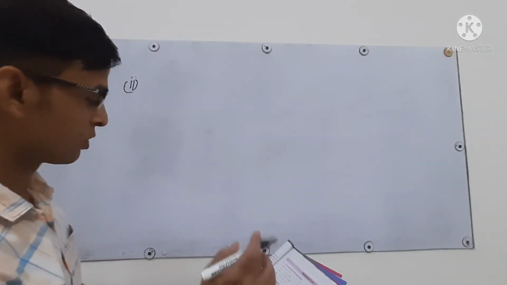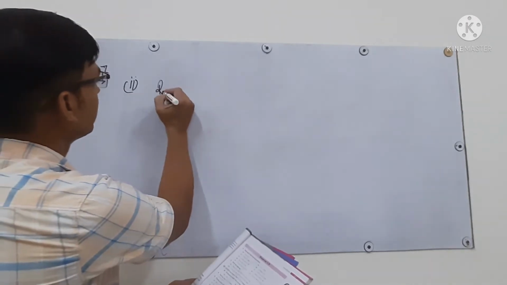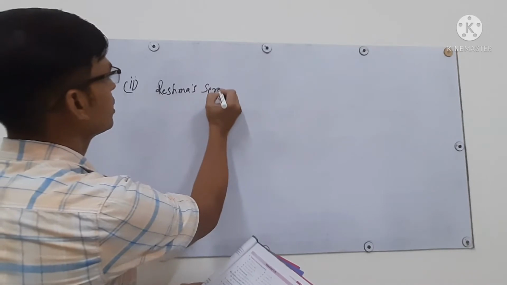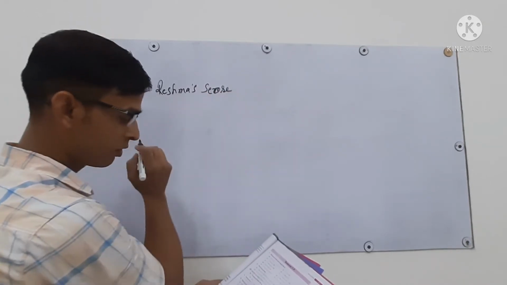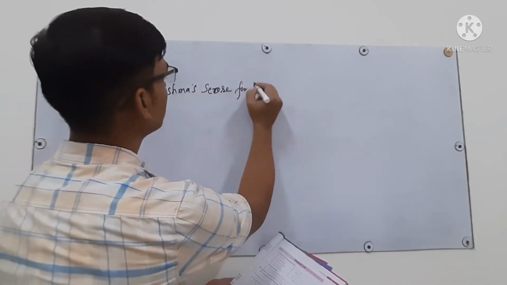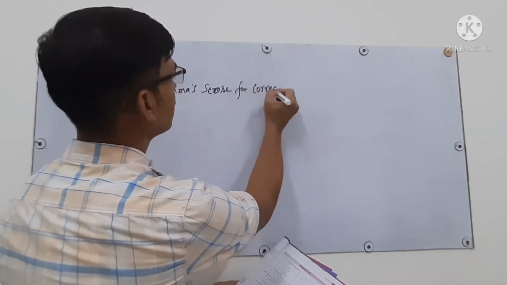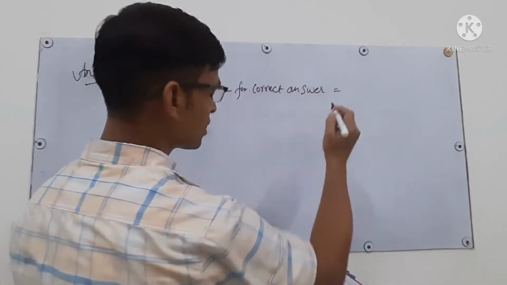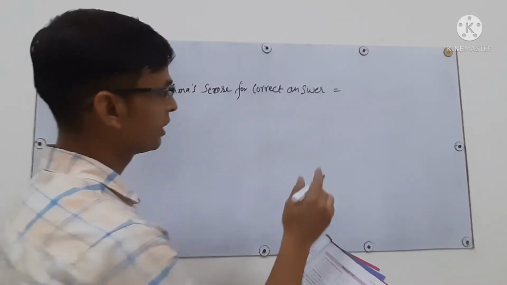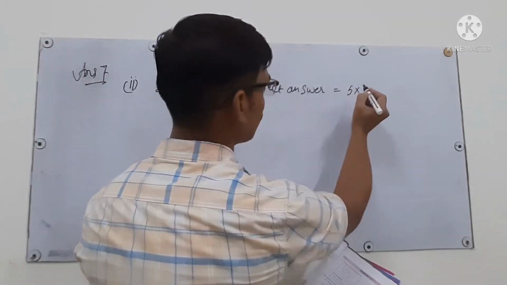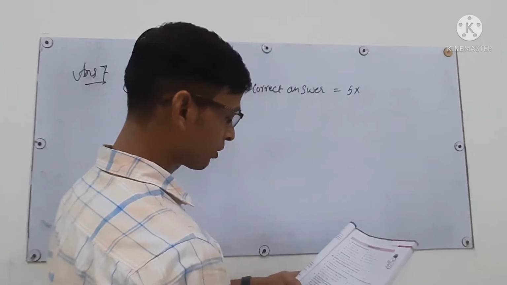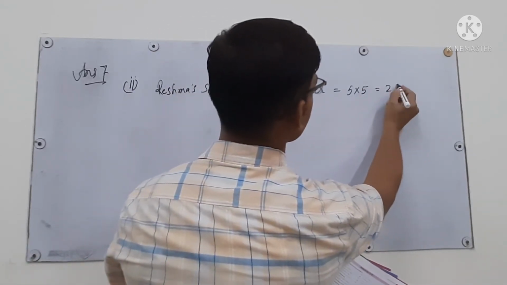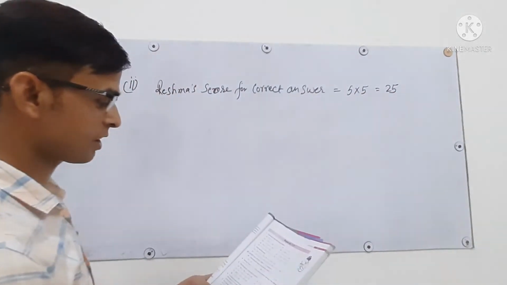So Reshma's score for correct answers. What will be Reshma's score for correct answers? It will be 5 cross 5, because 5 marks are awarded for every correct answer.